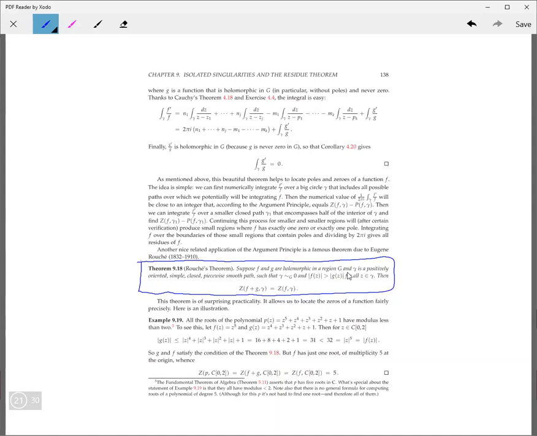Let me give you an indication of how you can apply this. I guess I should just do it right here. Let's consider this function right here: z to the 7th minus 5z cubed minus 12. I'm going to show that this has no zeros inside the disk of radius 1.